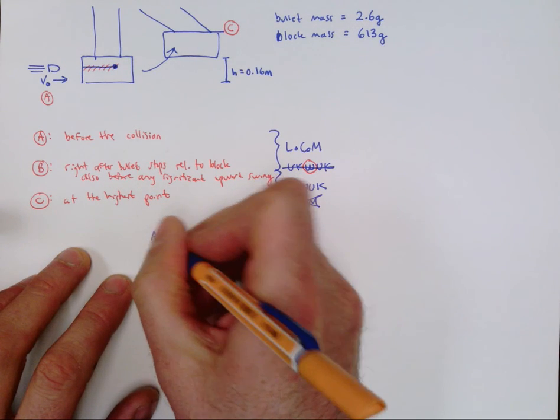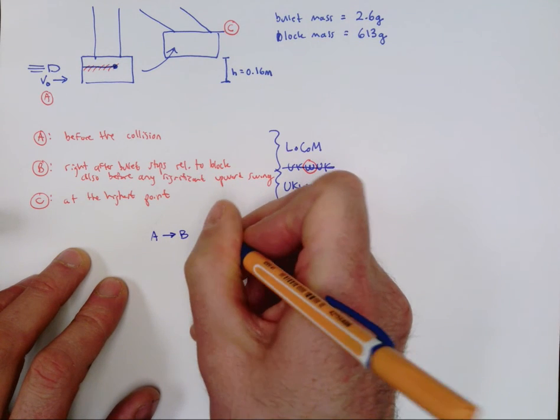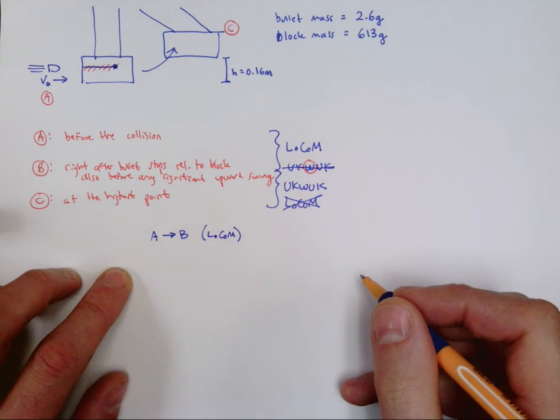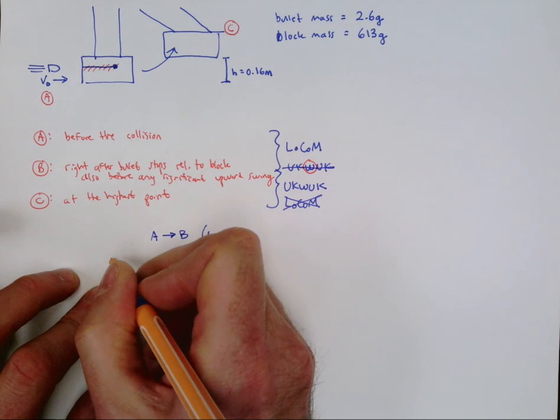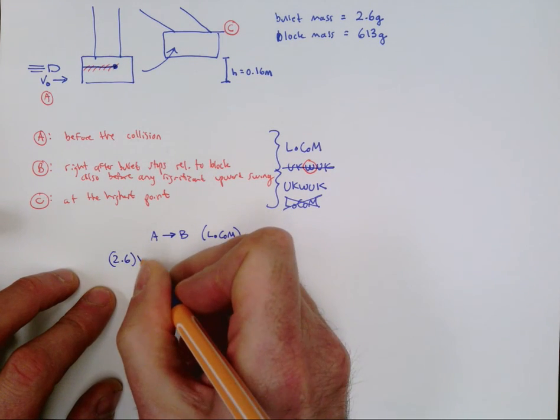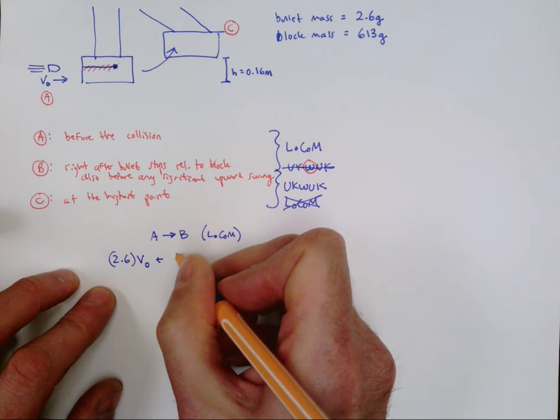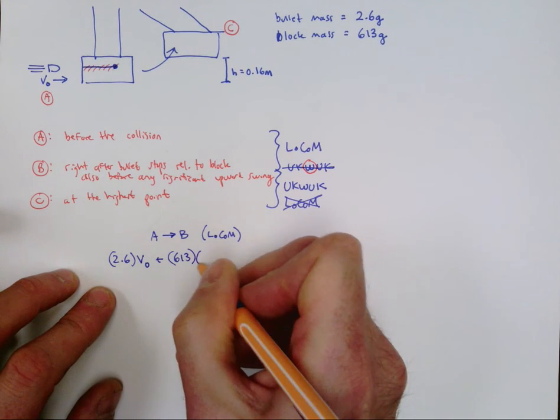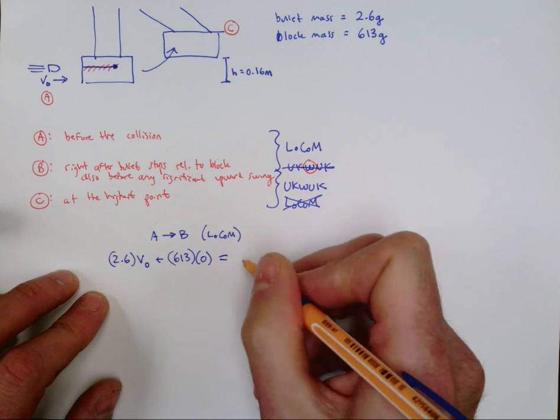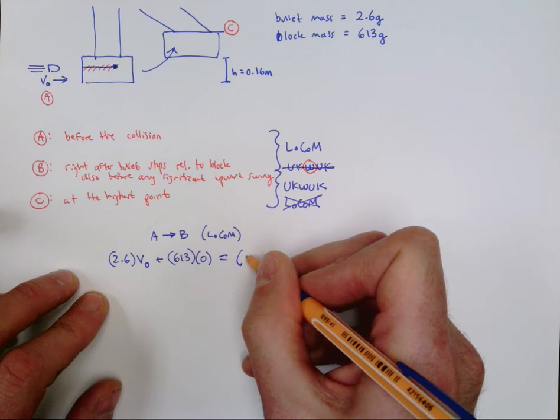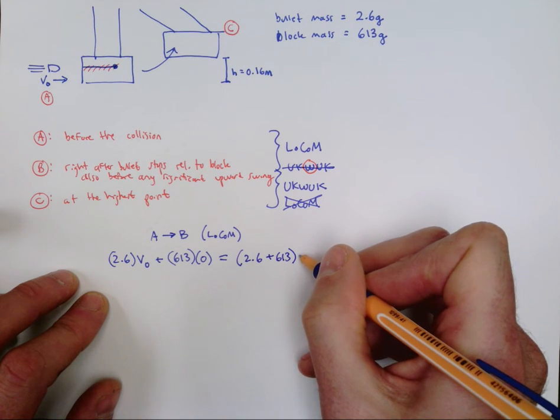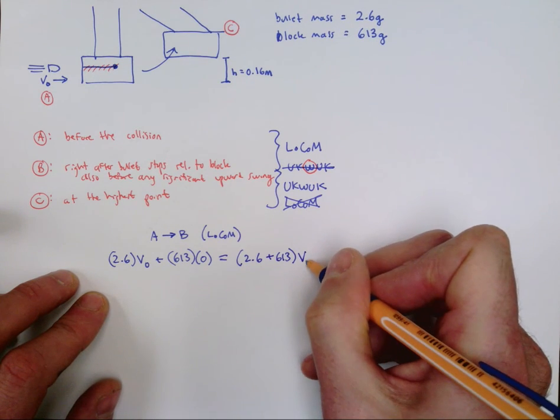So let's look at what happens between A and B. There I'm going to use the law of conservation of momentum. So that means I'm going to take the mass of the bullet, which is 2.6 grams, times the unknown velocity of the bullet, plus the mass of the block, 613 grams. Initially, it has a velocity of 0. Now, these two things become stuck together. It's an inelastic collision. So afterward, I'm going to do 2.6 plus 613 times the velocity right after the collision. I'm going to call that VB.